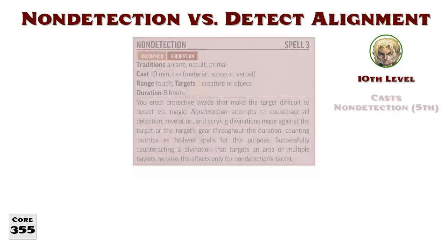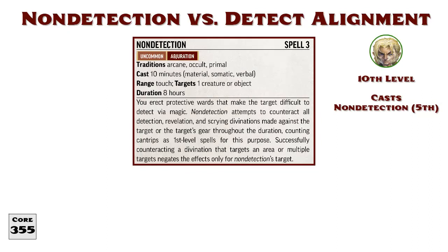In our next example, Lim is a 10th level bard going undercover and disguising himself as a member of an evil cult. In preparation for this mission, he casts Nondetection on himself. This is normally a 3rd level spell, but he wants to avoid magical detection as much as possible, so he heightens it to 5th level before he casts it. He also has a base spell attack bonus of plus 19, ignoring any special bonuses or penalties.